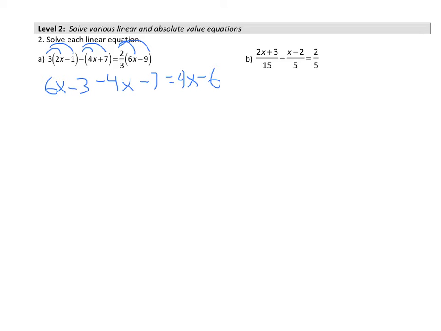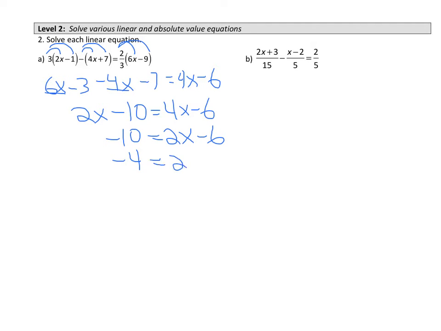And on the left side of the equation, I'm going to combine like terms. 6x minus 4x is 2x. Negative 3 minus 7 gives me negative 10. Now I need to get my variables on one side. I'm going to subtract 2x from both sides, and I get negative 10 equals 2x minus 6. And then I'm going to add 6 to both sides, and we get negative 4 equals 2x. Next I would divide both sides by 2, and I get x equals negative 2.